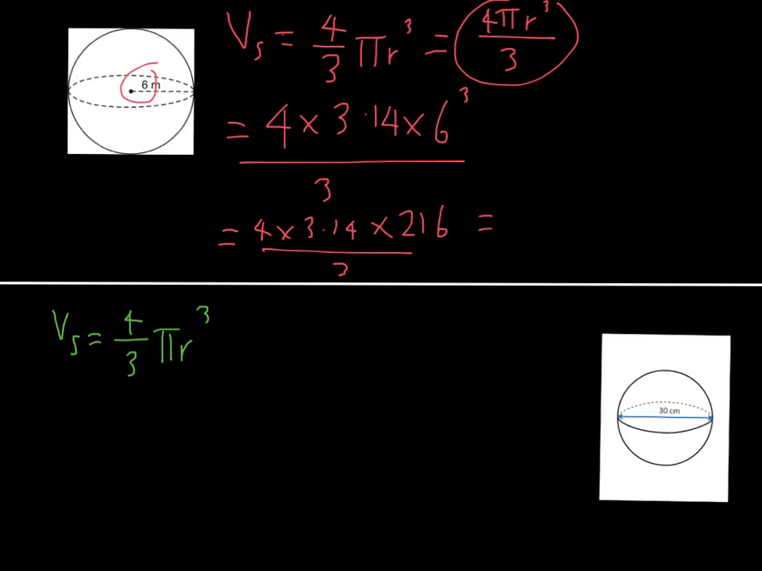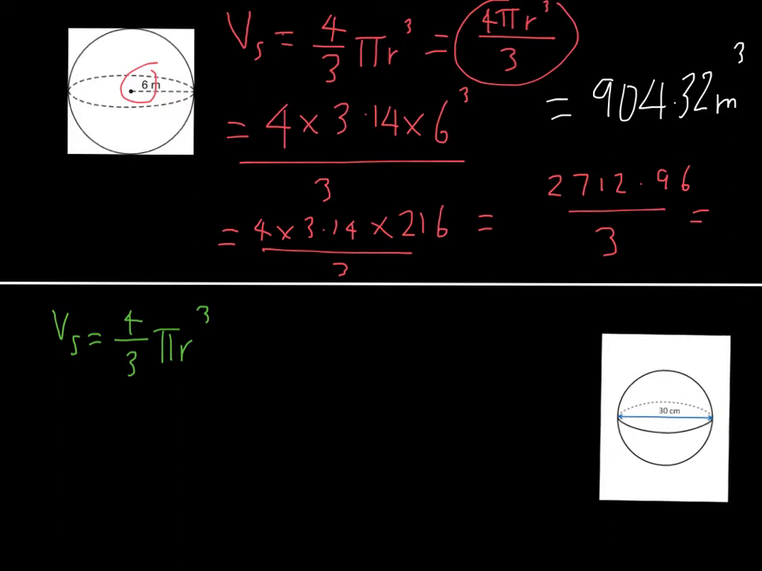That is going to be equal to, so 4 times 3.14 times 216 is equal to, I'll show you what's on my calculator, which is 2712.96, all divided by 3. Sorry, I've run out of room. Let's put the answer up here. 2712.96 divided by 3 is going to be equal to 904.32, and it's meters cubed. Yet again, cubic units because we are finding the volume.